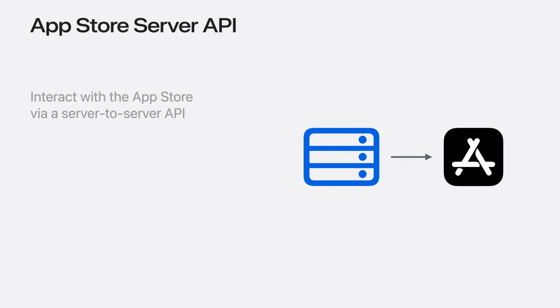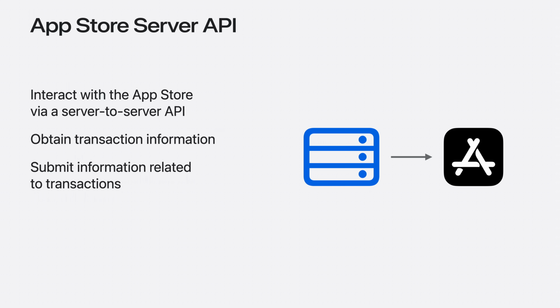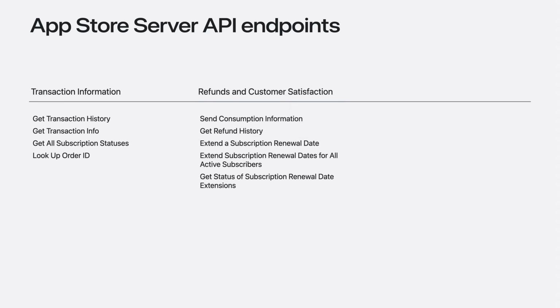The App Store Server API allows you to make requests from your server to the App Store Server. It allows you to query for information about transactions. It also allows you to submit information relating to those transactions. For example, extending a subscription's renewal date. 4 of the endpoints in the App Store Server API allow you to obtain information about transactions. For example, getting a customer's transaction history. An additional 5 endpoints are related to refunds and customer satisfaction. For example, you can send consumption information to participate in the refund decisioning process.